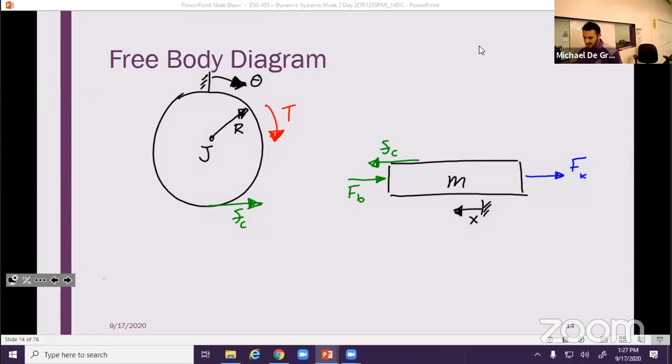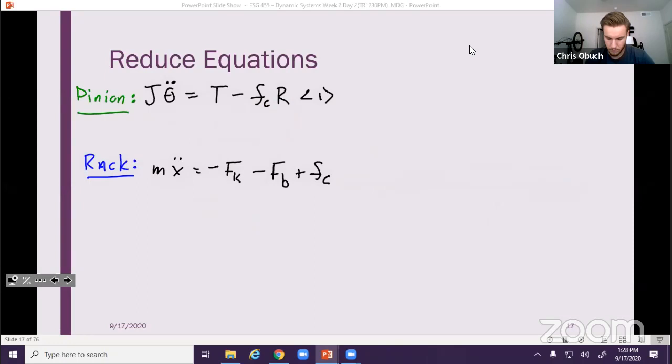But how do we sum the forces here in the X direction? What do we have going on? So I've got negative FK plus FC and then minus the FB. That's all. Right, so if I'm going to sum these, I've got m x double dot is equal to negative FK minus FB plus FC. Right. So there you go.